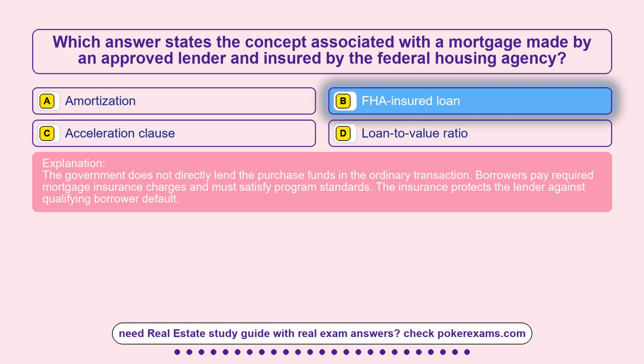The government does not directly lend the purchase funds in the ordinary transaction. Borrowers pay required mortgage insurance charges and must satisfy program standards. The insurance protects the lender against qualifying borrower default.